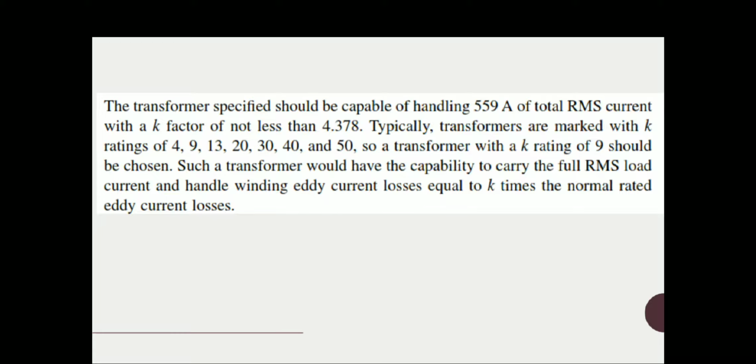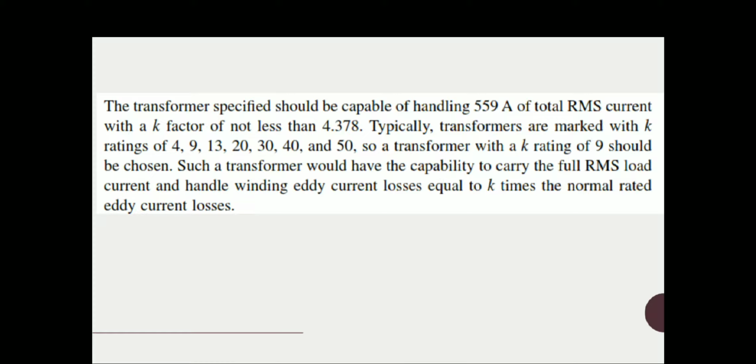The transformer specified should be capable of handling 559 amps of total RMS current with a K factor of not less than 4.378. So the K factor of the particular transformer should be equal to or greater than 4.378. Then only that transformer can handle that load with the harmonics given. Typically, transformers are marked with a K rating of 4, 9, 13, 20, 30, 40, and 50. In this problem you need to choose something greater than 4.378, so the standard value is 9. So a K rating of 9 should be chosen here.